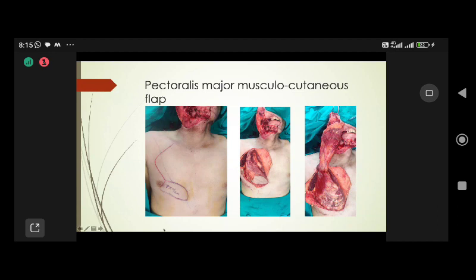Here, this is a design of the pectoralis major musculocutaneous flap. Here in this picture, this flap is harvested, dissected, and you can see the reach of this flap. This is up to maxilla. This can be used for maxillary defects.